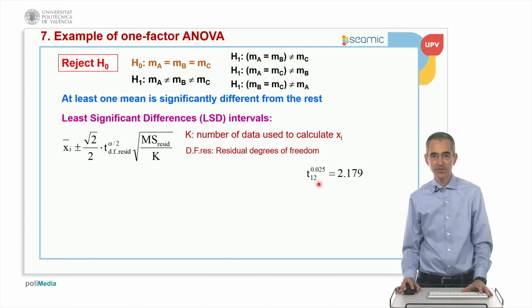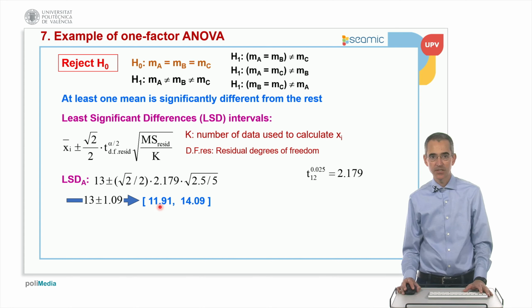So 12 degrees of freedom for the residual. We go to the table of the Student t distribution, alpha halves, and the critical value is 2.18. Then we apply the formula for the first supplier. The average was 13 plus minus this. So we obtain an interval which is 13 plus minus 1.09. And this is the interval.